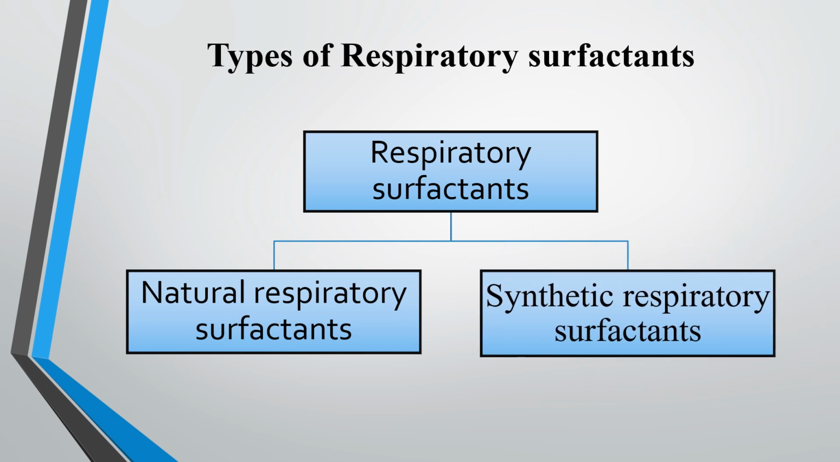Now we will discuss types of respiratory surfactants. There are two main types of respiratory surfactants: natural and synthetic. Natural respiratory surfactant is the type of surfactant that is produced naturally by the lungs. It is composed of a mixture of lipids and proteins that work together to reduce surface tension in the lungs and maintain proper respiratory function. Synthetic respiratory surfactant, on the other hand, is produced artificially and used as a medical treatment for respiratory distress syndrome in premature infants. In the following section, we will discuss in detail the differences between natural and synthetic respiratory surfactants.